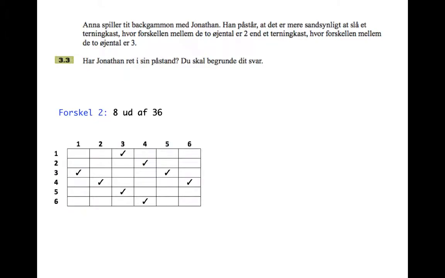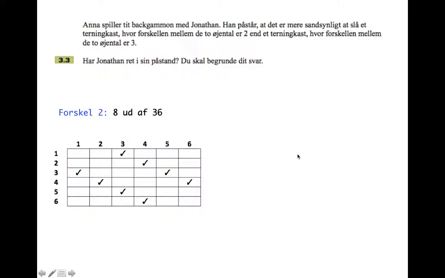Now, there are 8 ways out of 36 you could get a difference of 2. For example, a 3 with a 1, or a 1 with a 3, a 2 with a 4, or a 4 with a 2. So on the 2 dice, there are 8 ways out of 36 ways that you could throw 2 dice where you can get a difference of 2. So there is an 8 out of 36 chance of that happening.